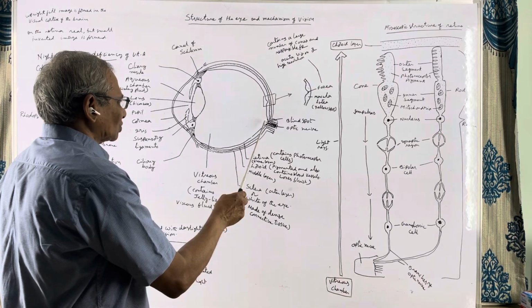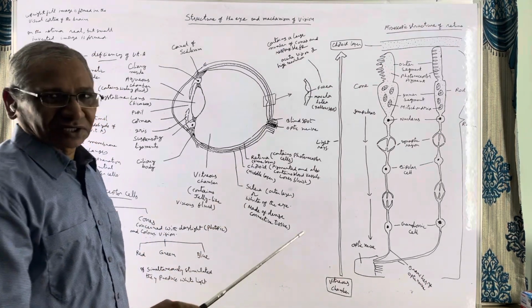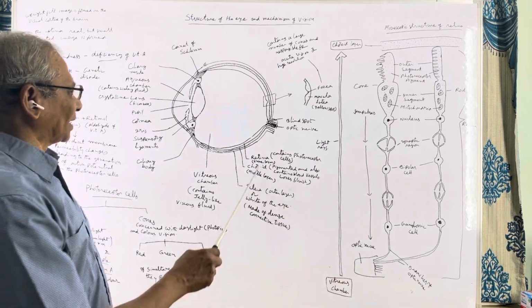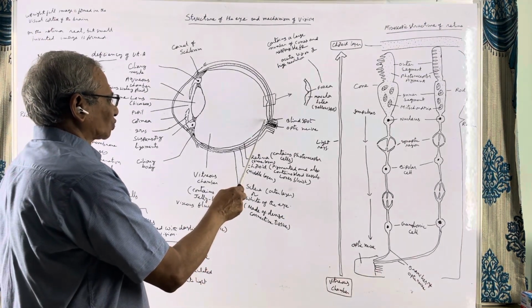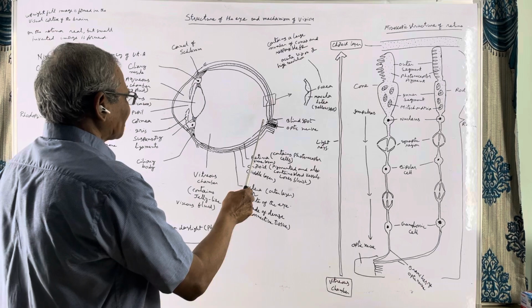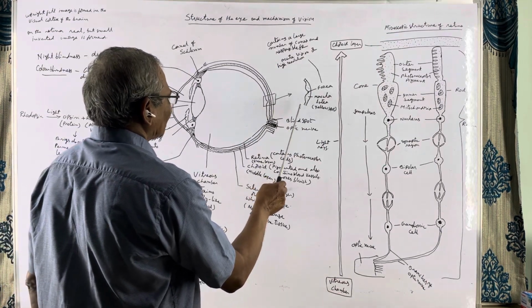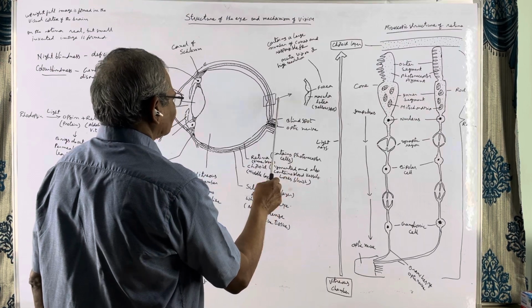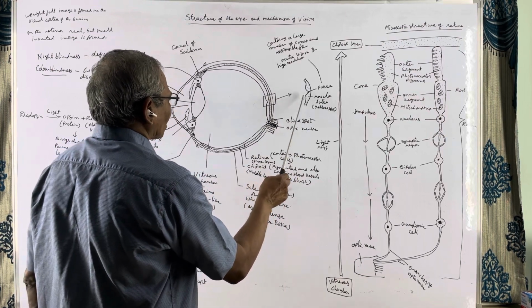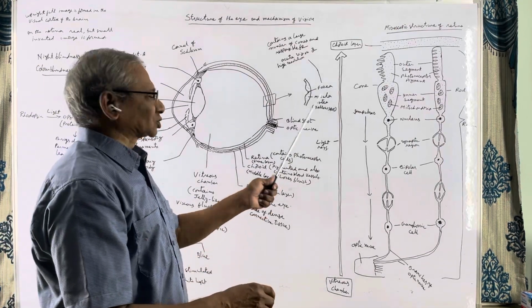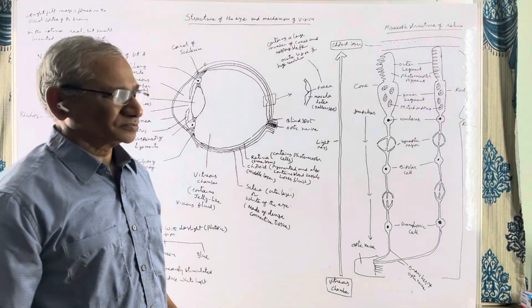This point is known as the blind spot. No visual activity occurs in the blind spot because there are no photoreceptor cells. Just by the side of the photoreceptor cells, there is one area known as macula lutea. It is enlarged here. Macula lutea is also known as yellow spot because of its color.